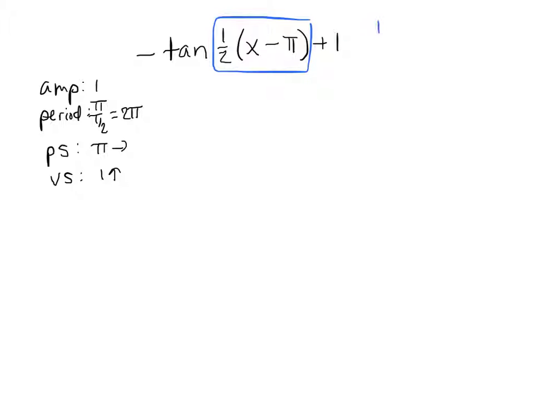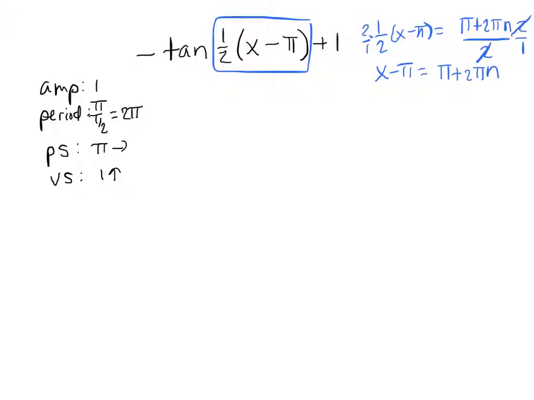Alright, now for my asymptotes, I'm going to take this. So I have 1/2 times x minus pi, and I'm going to set that equal to pi plus 2 pi n over 2. So again, the first thing I need to do is get rid of my 1/2, so I'm going to multiply by 2 over 1. So those are gone, x minus pi on the left. On the right, these two cancel out, which is kind of nice, so I get pi plus 2 pi n. Now I'm going to add pi to both sides. So I get x equals 2 pi plus 2 pi n.